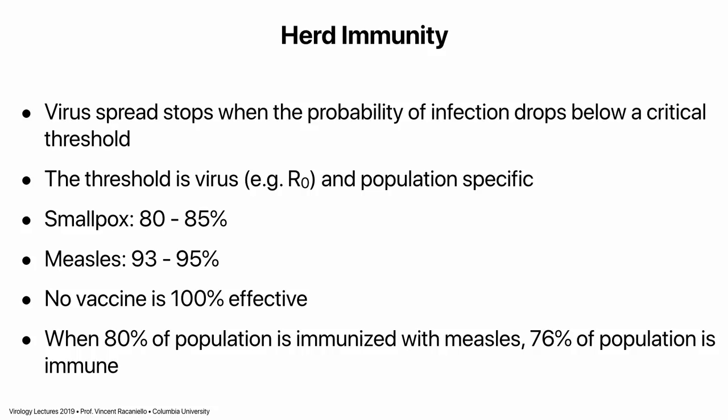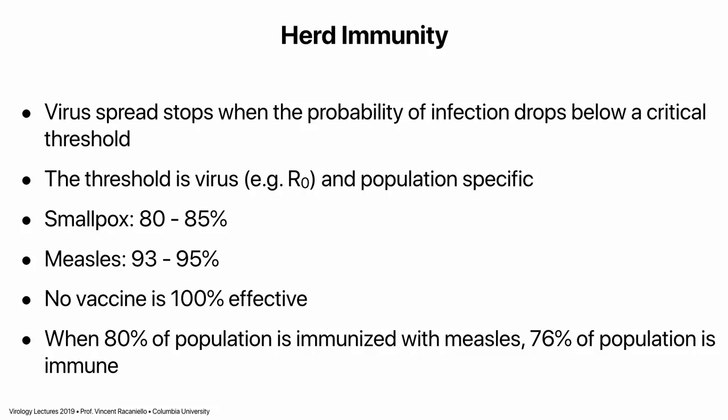Now, the problem here is that no vaccine is 100% effective. In other words, if I gave a vaccine to 100 people, 100% of them will not be protected, due to variations in immune systems and other factors as well. So you have to take that into account. Now, here's an example on the bottom. When 80% of the population is immunized with measles vaccine, only 76% becomes immune. So 4% do not respond for some reason.